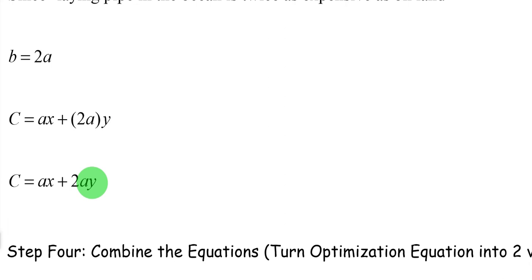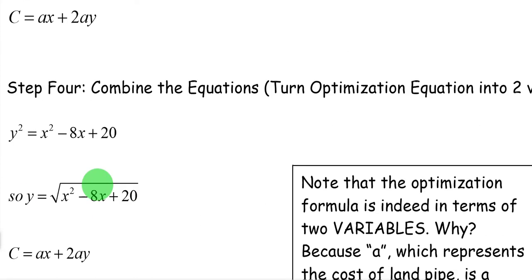Now again, I said we were going to get it down to two variables. We haven't yet, but that's our goal. But we did eliminate the B. So now we just have A, X, and Y. Now again, A is a constant. That's how much it costs to lay the pipe in the land per mile. So we need to get rid of the X and Y, and that leads us to step 4. Or eliminate either the X or the Y.